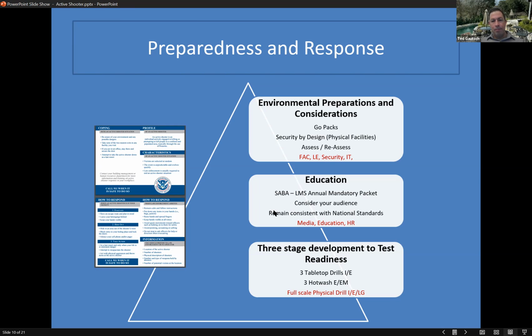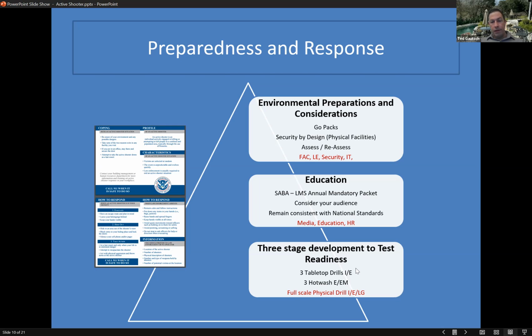Education is probably one of the biggest keys out there. You have to educate people. You have to tell them what this is. It has to be very succinct, very clear, and it can't flow into some other policy or procedure within your organization. It has to be very clear as to what this is.